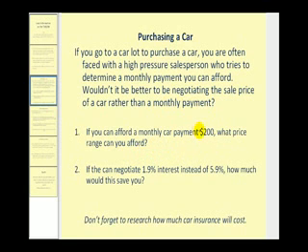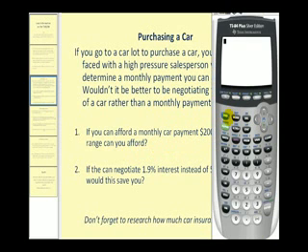Let's take a look at our graphing calculator. From the home screen, if you press the application key and then select the finance option, and then select the TVM solver option, this screen allows you to enter all of this information and then solve for one unknown.